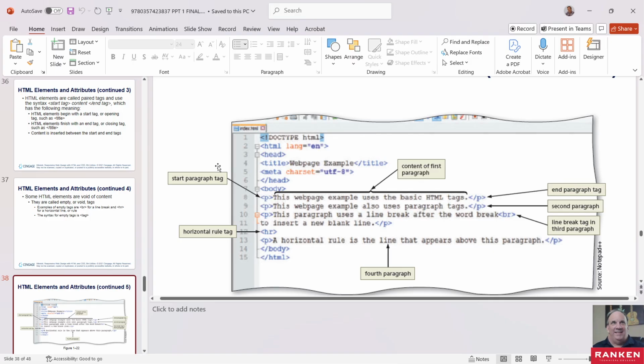But here are some content tags. P stands for paragraph. And all of this is within a body tag. We have a body tag for the body of our content here. We have a bunch of P tags, and we have a horizontal rule. Then we have another P tag after that. This is basically a paragraph tag, P for paragraph, and you're ending each paragraph.